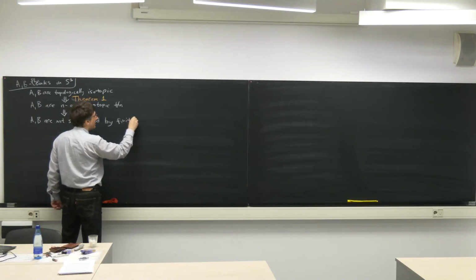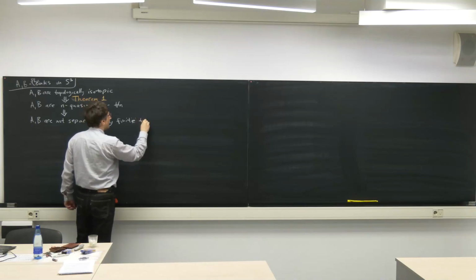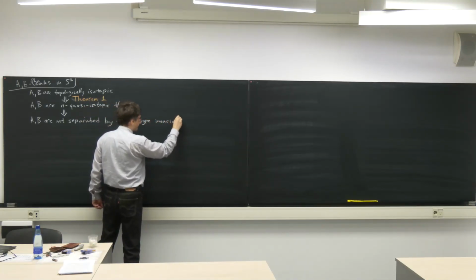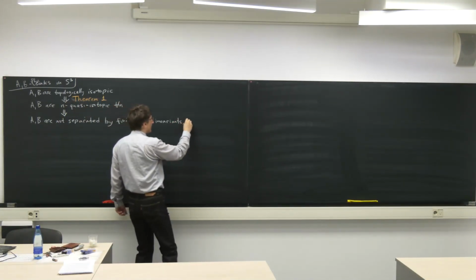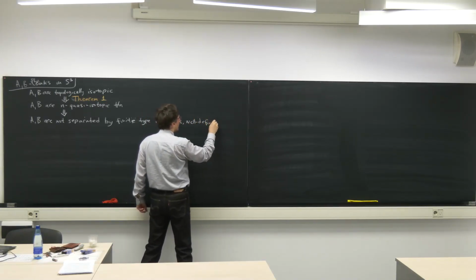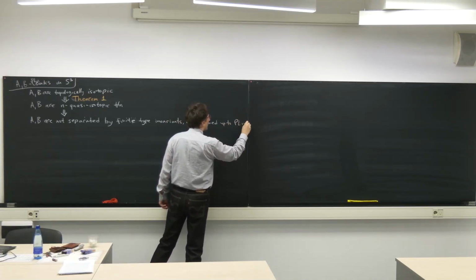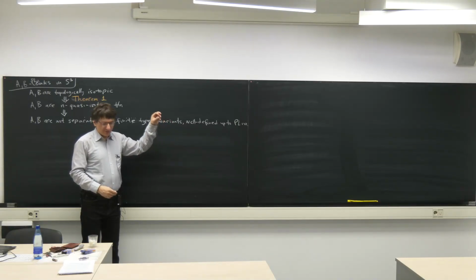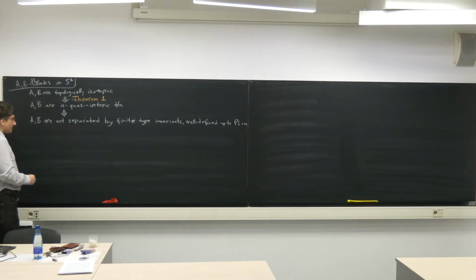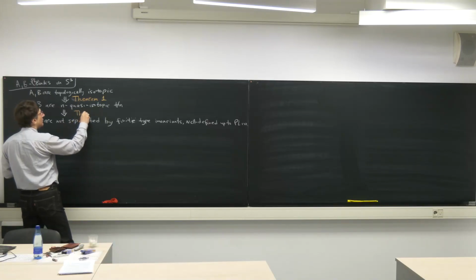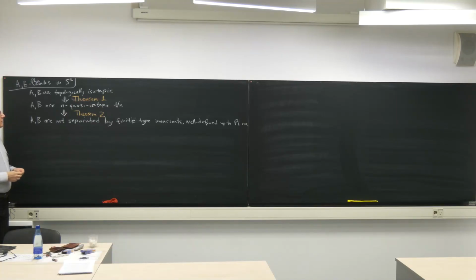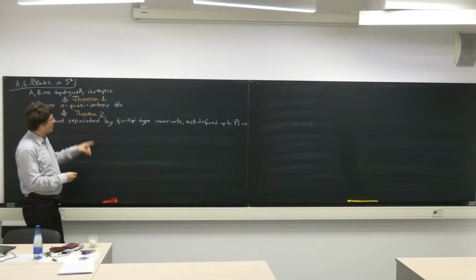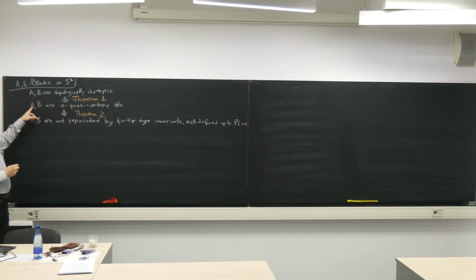So finite type invariants, which are well defined up to PL isotopy. Well defined up to PL isotopy means that they are not changed when we insert a local knot into our link. It's equivalent. And this was theorem 2, which was also proved in the first talk, but then in the second talk I added some details to this proof. Actually theorem 1 also said more. A and B are strongly quasi-isotopic if they are topologically isotopic.